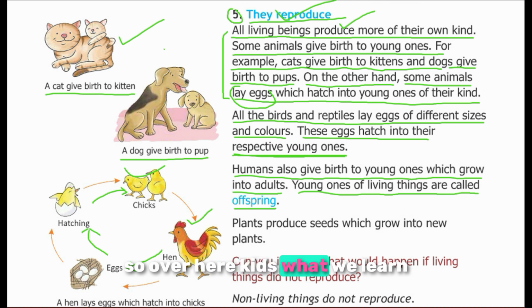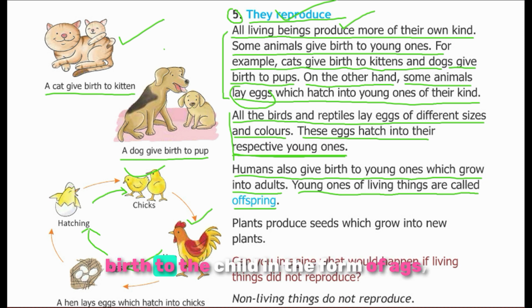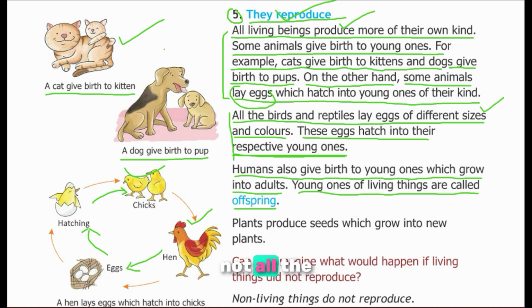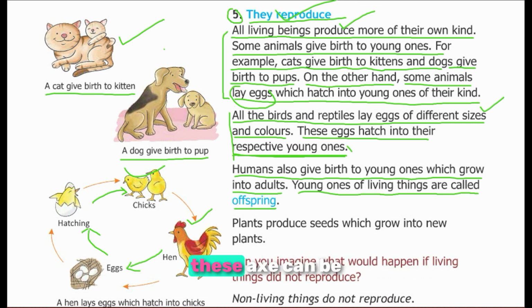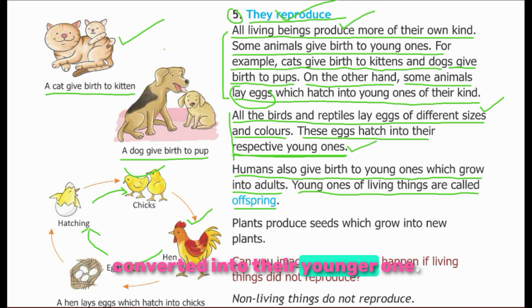So here, kids, what we learned is that all birds and reptiles lay eggs. Birds give birth to their young in the form of eggs, and their eggs are of different sizes. Not all reptiles have the same size of eggs. These eggs hatch into their respective young, so the eggs will be converted into the young ones.